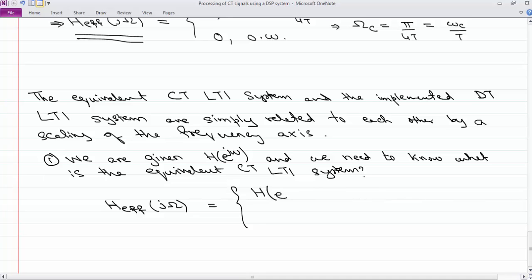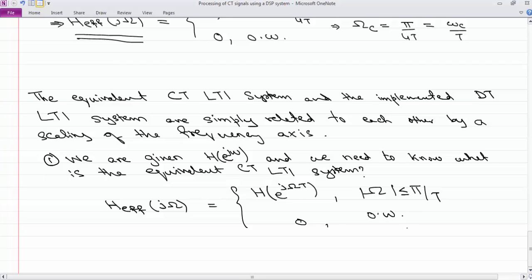So what you do is, again, it's very easy to remember which way the scaling goes. The frequencies of discrete time systems are in radians. The frequencies of continuous time systems are in radians per second. So to go from radians to radians per second, the frequency axis must be scaled by 1 over T, so that you divide the radians by T and get radians per second. So it's e to the j capital omega T for capital omega less than or equal to pi by T, and 0 otherwise.